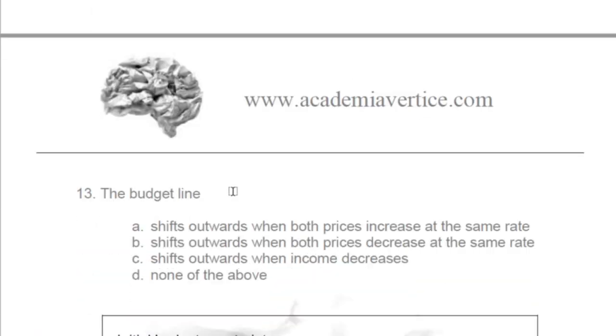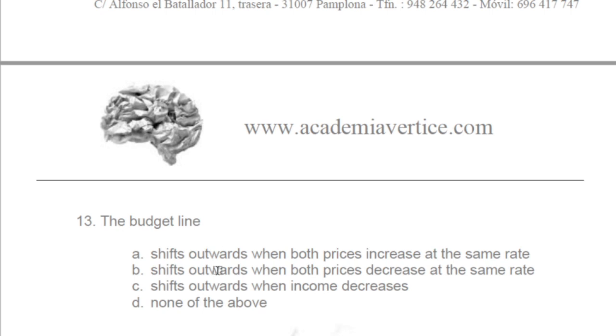Now 13. This is maybe the most difficult question until now. The budget line shifts outwards when both prices increase at the same time. No, it shifts inwards. We should look at how those increases are. It shifts outwards when both prices decrease at the same time. Yes, this is true.